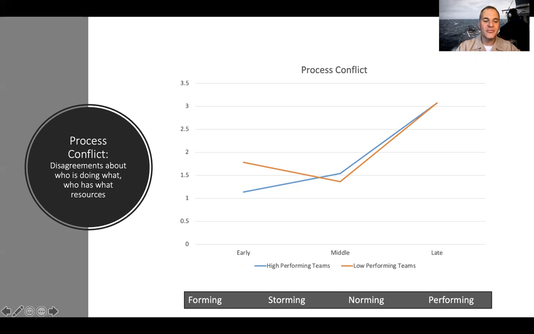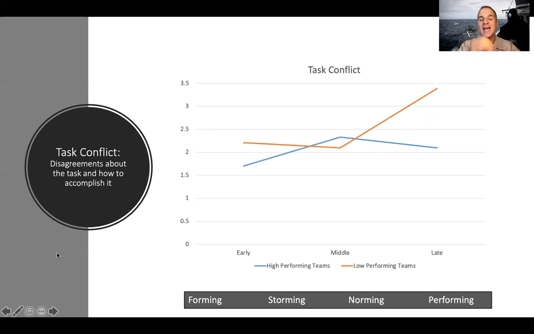Now, a little bit different story when we talk about task conflict. So task conflict for a high-performing team, what we see here, I want you to look at the slope. For a high-performing team, what we see is an increase in task conflict.